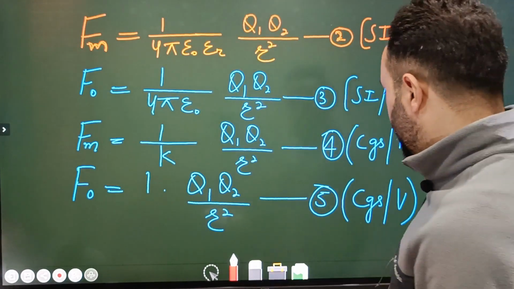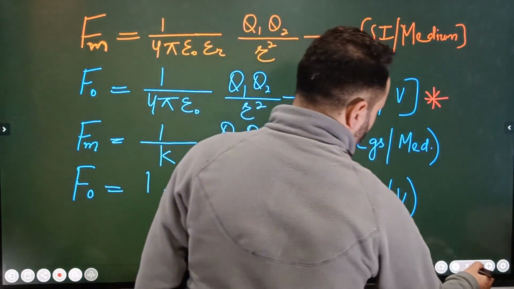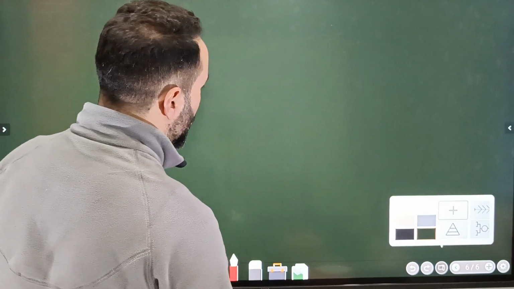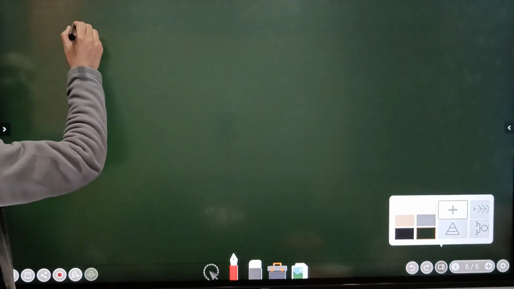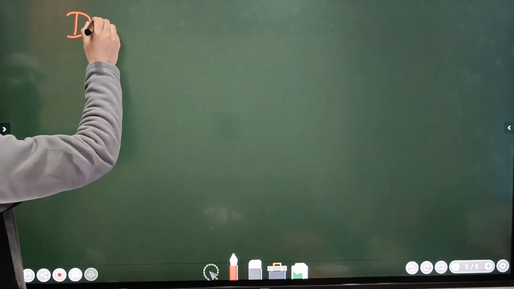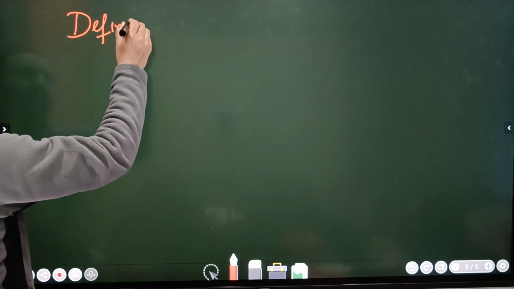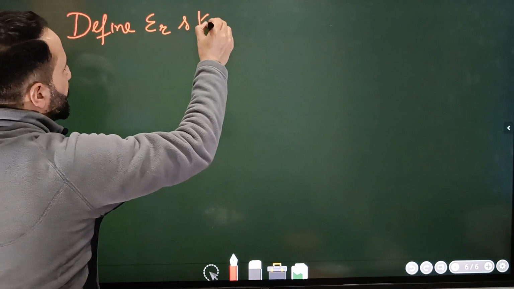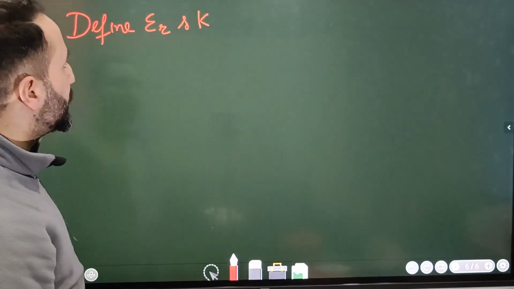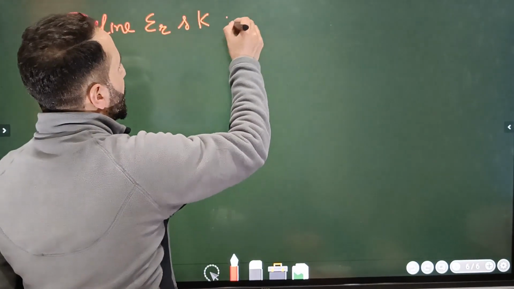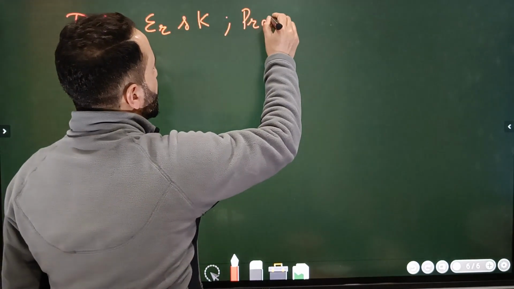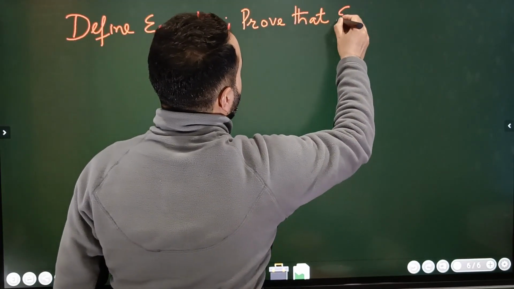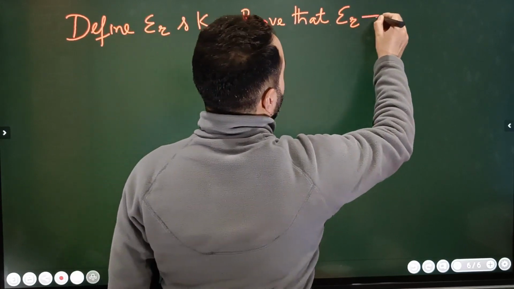Now what is next? Next what I will do is this. Pay attention here. Next there's a small topic. Define relative permittivity and dielectric constant, and prove that what we have to prove is this. Prove that this relative permittivity is equal to dielectric constant.